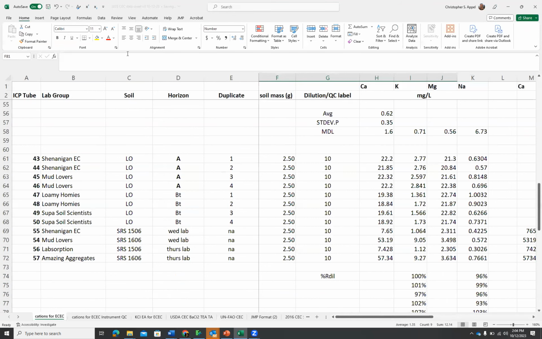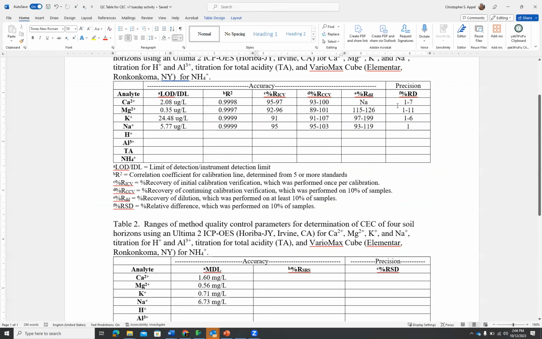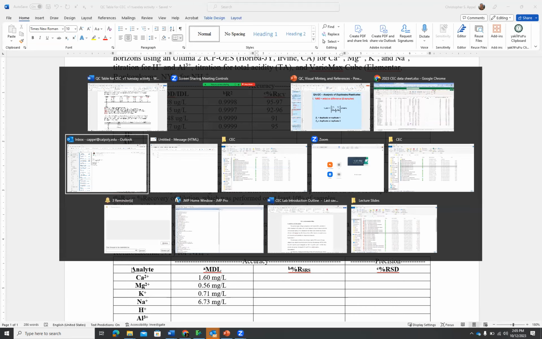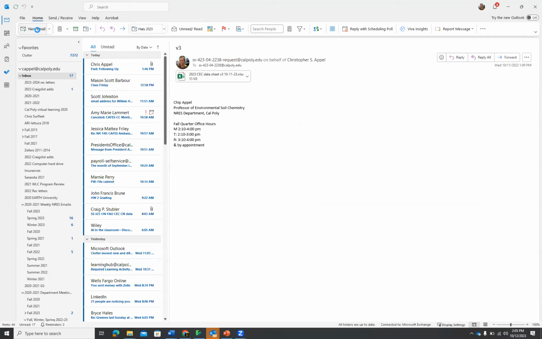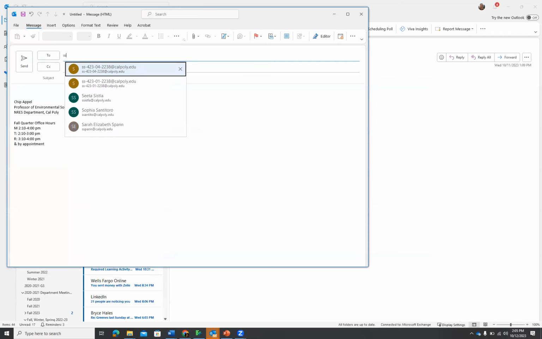So what I'm going to do is email you a copy of the spreadsheet that's on Canvas or on OneDrive. I know that the numbers are out of order, but there's a reason for this. It is called 2023 CEC datasheet version 4, with today's date, version 4. So I'm going to email that to you right now. I would suggest you close out the other one so you don't confuse yourself like I would if it was me.